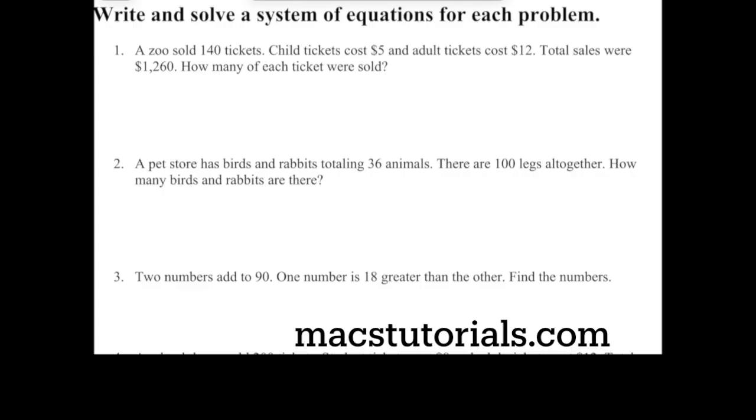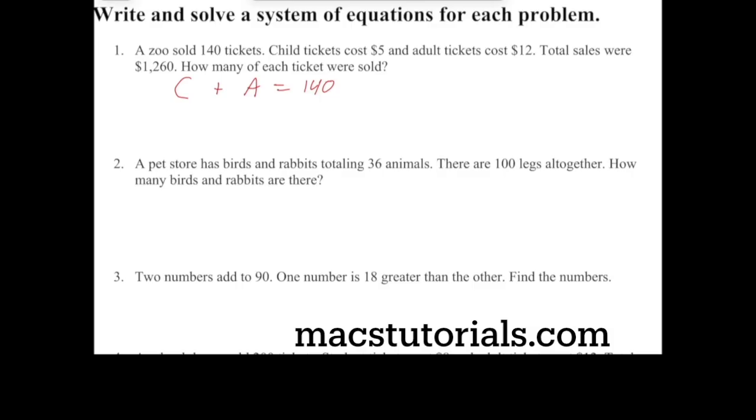So let's just start. A zoo sold 140 tickets. Child tickets cost $5. Adult tickets cost $12. Total sales were $1260. How many of each ticket? Well, it's child and adult, right? So I'm going to take the number of child tickets plus the number of adult tickets, which would be the total number of tickets they sold, and that would be 140.